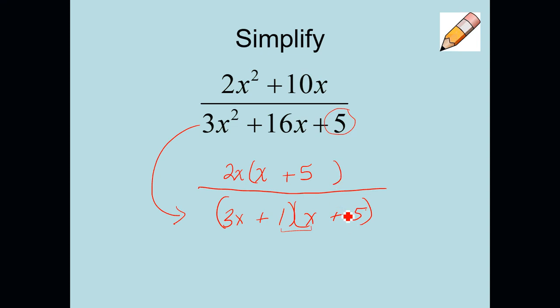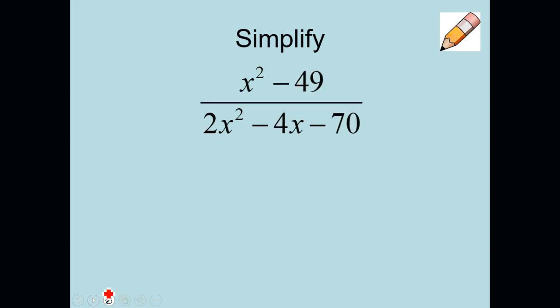So what I'm noticing is common in the numerator and denominator is the x plus 5. So basically, I can divide the top and bottom by the same thing to reduce the fraction, in essence, canceling out the x plus 5s. They are the same factor, so then I can reduce them. So all that's left is the 2x over the factor 3x plus 1, like so. Okay? Last time, here we go.